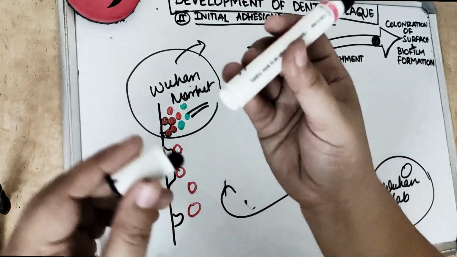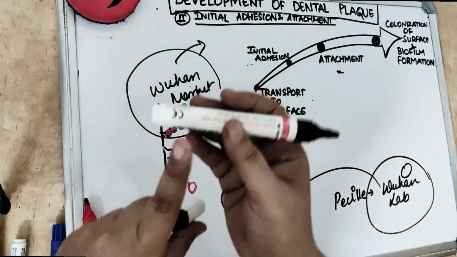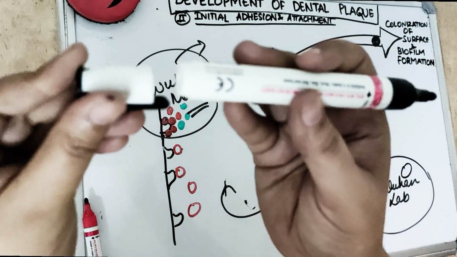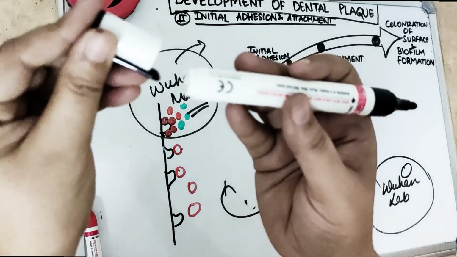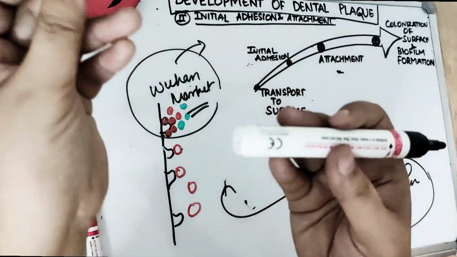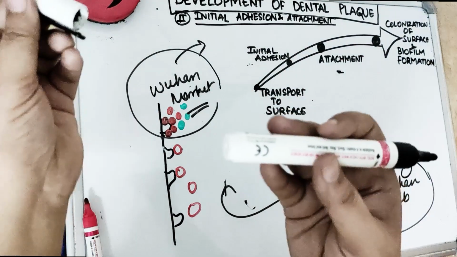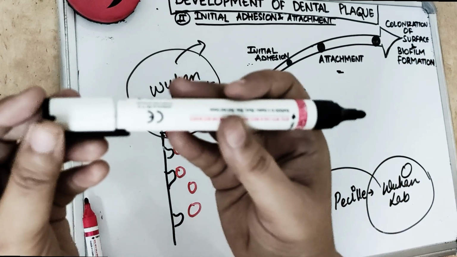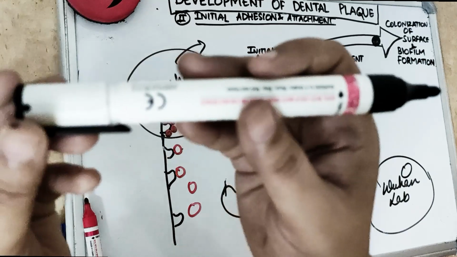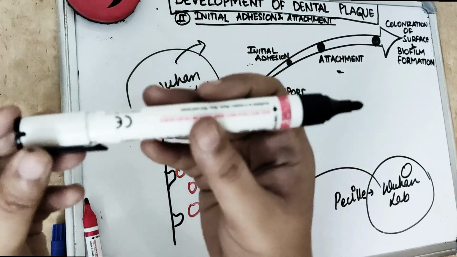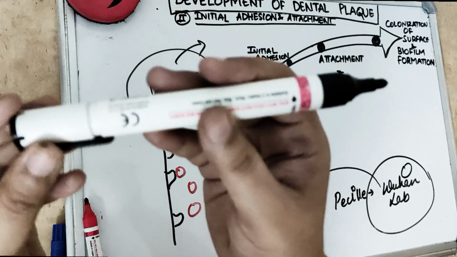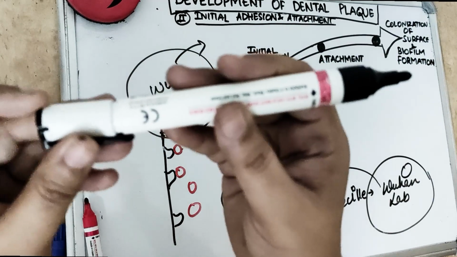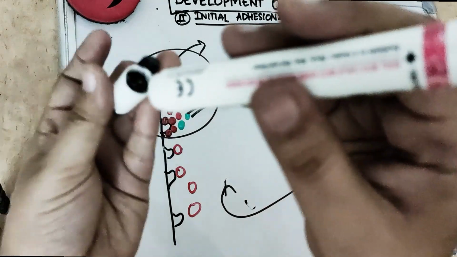See, suppose this one is our pellicle, and the bacteria comes into close contact with the surface. Earlier it was here, now it has come close, so this is transport to the surface. Now it has just come to the surface of this pellicle. This is the bacteria, but it has not bonded. See, if we look, it can fall down.